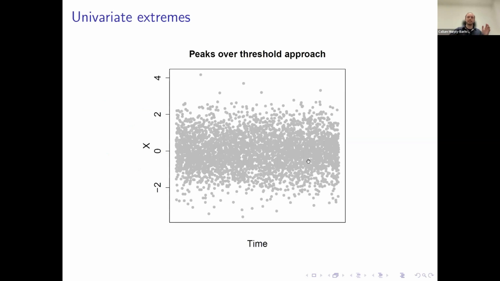Easy in a picture, so we've got some data, we've got X observed over time. We pick a threshold, and we say everything above that threshold, so the red line here, is extreme, and we'd fit a generalized Pareto to the green points there.